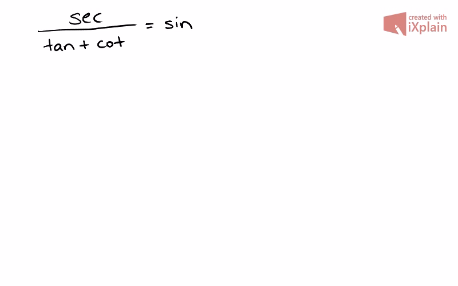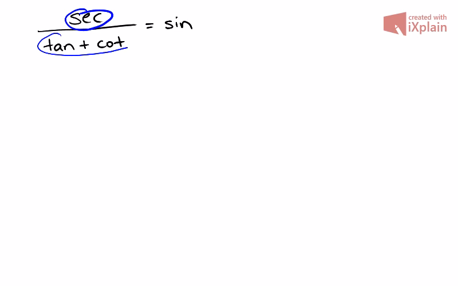Okay guys, we're going over the mini lesson from 12.4 of 2015. Right here we have secant divided by tangent plus cotangent equals sine. On the top, secant, I already know what that is. We can look on the identity sheet. We know that secant is 1 over cosine. So I'm not going to worry about it right now.